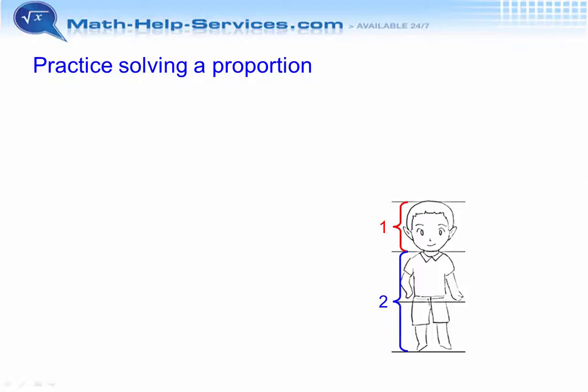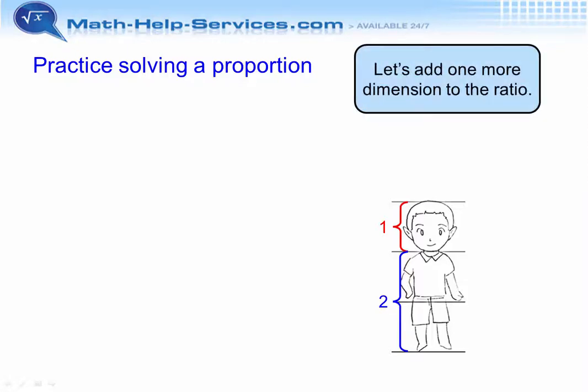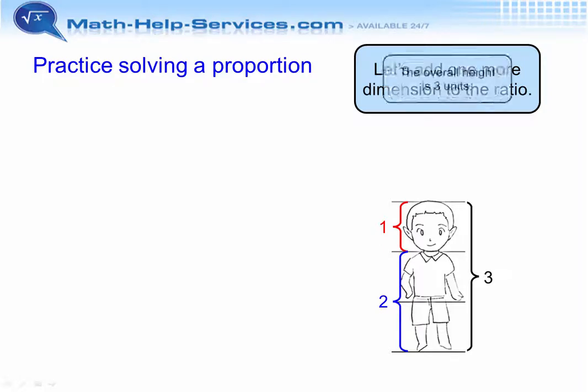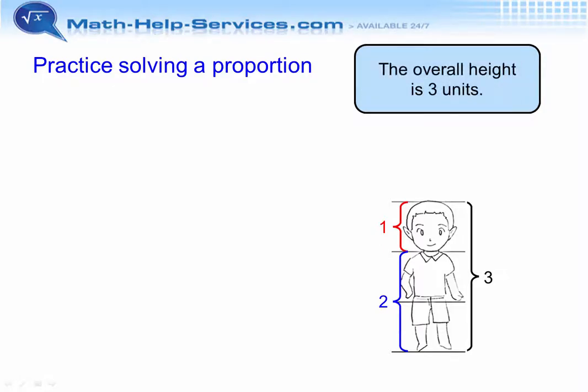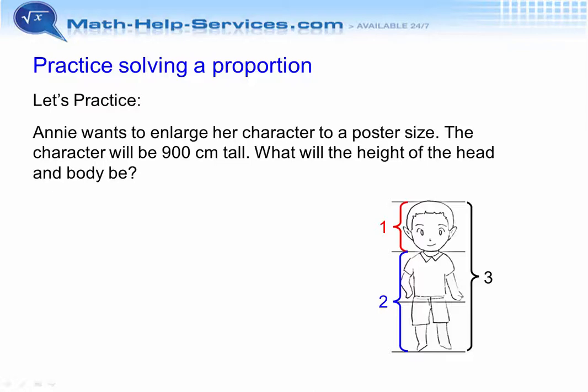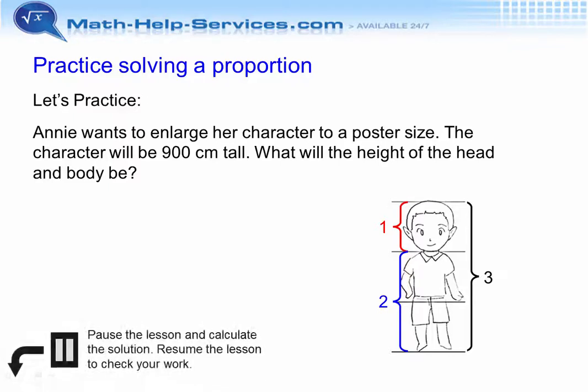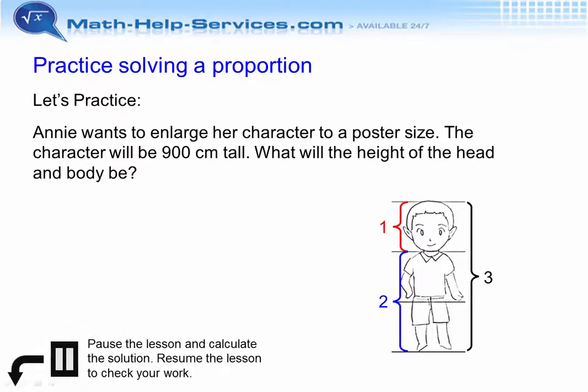Let's practice solving a proportion. Let's add one more dimension to the ratio. The overall height is 3 units. Let's practice. Annie wants to enlarge her character to a poster size. The character will be 900 centimeters tall. What will the height of the head and body be? Pause the lesson and calculate the solution. Resume the lesson to check your work.